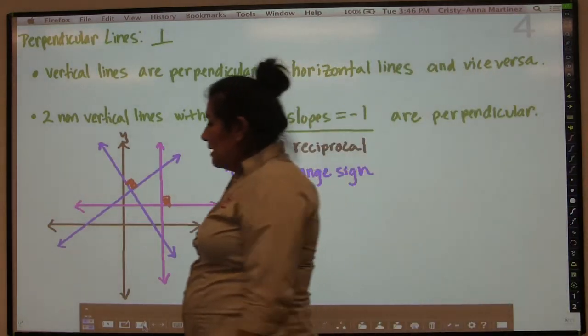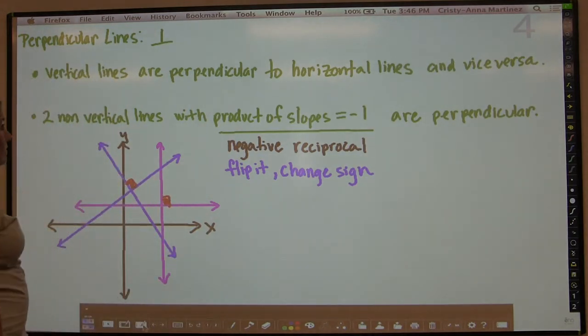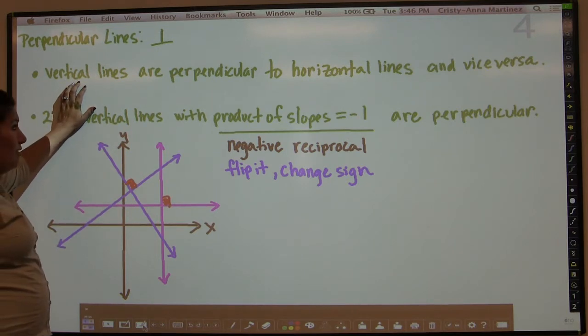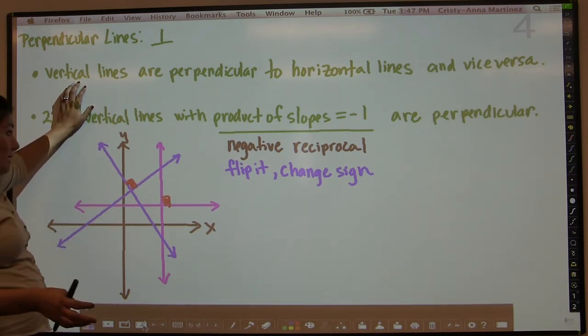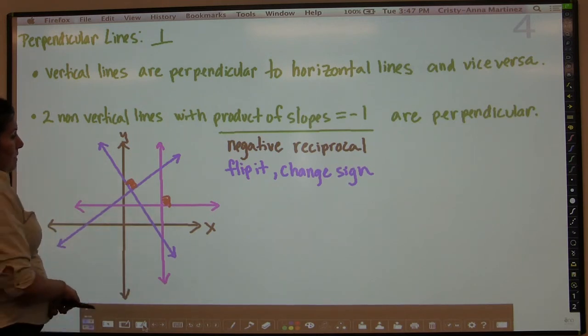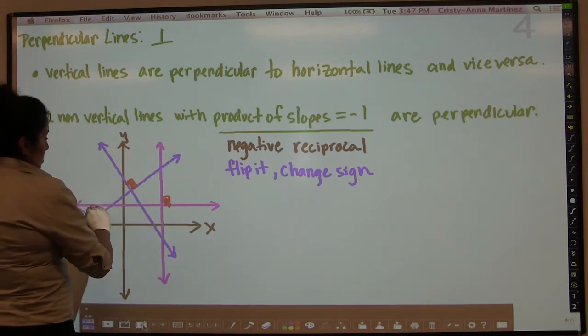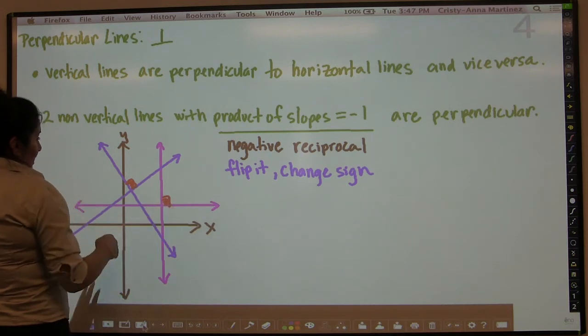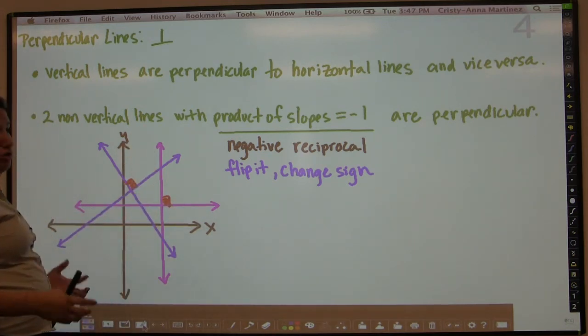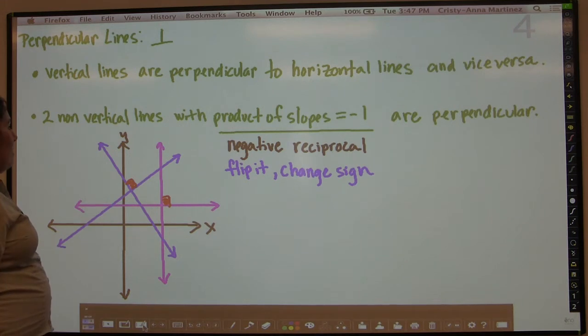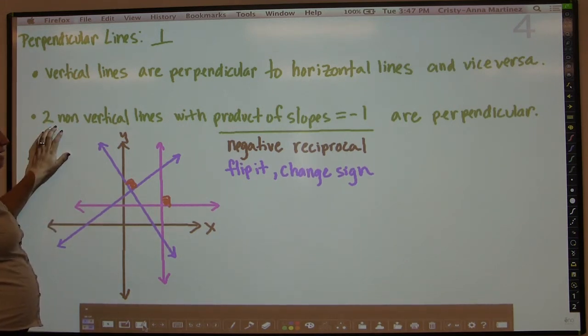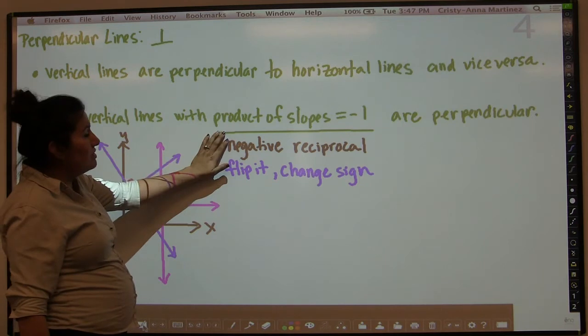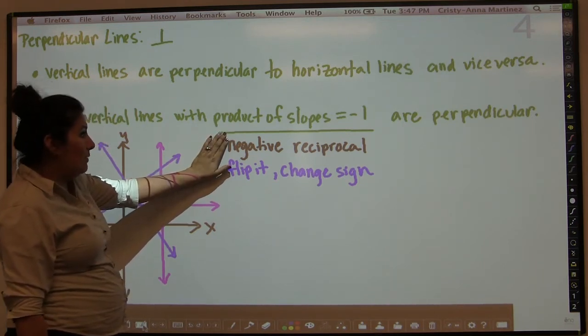So perpendicular lines. This symbol again, upside down, capital T. And in the parallel case, we said that all vertical lines are parallel. But for the perpendicular situation, all vertical lines are perpendicular to horizontal lines and vice versa. So what I have here in the pink is basically a vertical line and a horizontal line. And any horizontal line and any vertical line are going to be perpendicular to each other automatically. And then, of course, if they're not vertical lines, then the product of their slopes needs to equal -1. If that happens, then they're perpendicular.